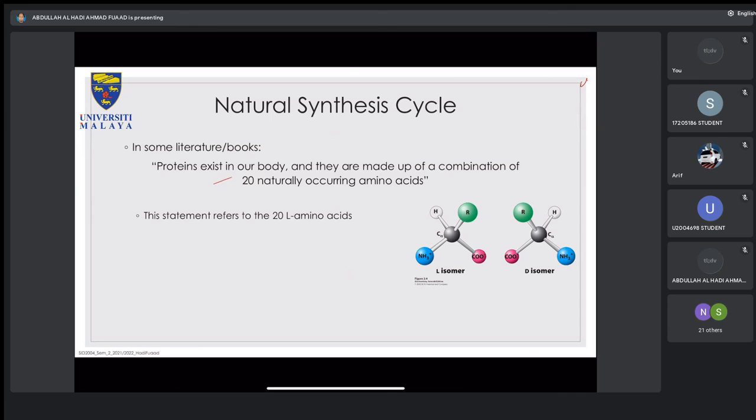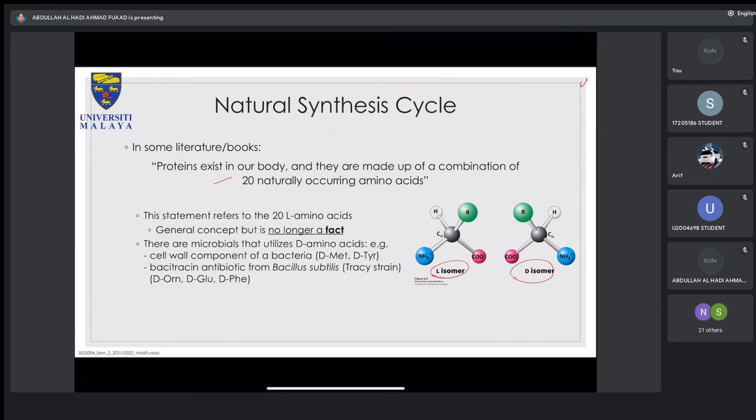This statement refers to the 20 L-amino acids. So again, if you don't recall, that is L and D. The general concept is no longer a fact in general. In humans, roughly it is still 20. What we produce is still 20. But if we consider the bacteria inside our intestine, that will be more than 20. So just based on what we can produce, it's normally around 20. Well, the proteins in our body are made up of only 20 amino acids.